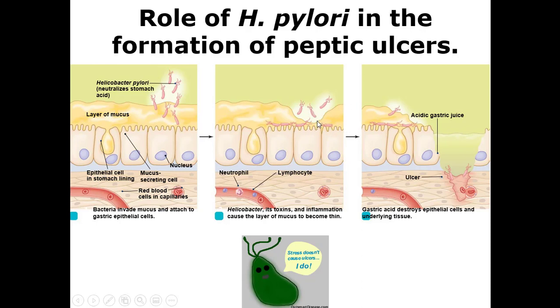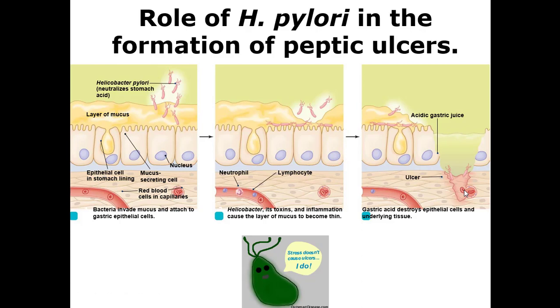Now, because they thin that mucus lining that protects our own stomach, the acid in your stomach starts to cause damage to your stomach itself. And that's where we end up with ulcers. Now, if it damages the stomach enough and it gets to where blood vessels are in the smooth muscle, now you can have bleeding ulcers caused by this bacteria.